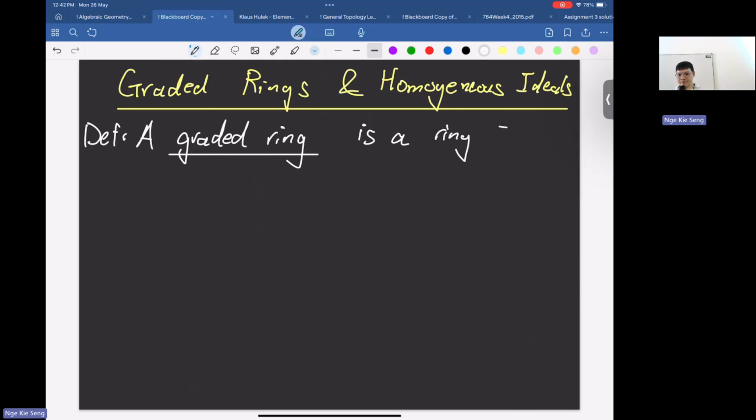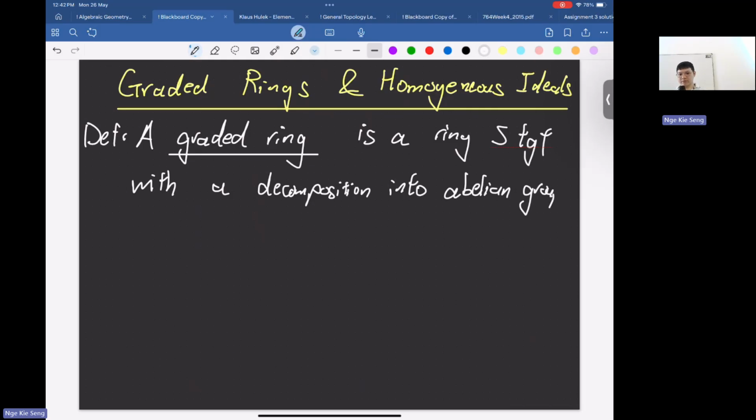So a graded ring is a ring, first of all, and you must be able to decompose it into an abelian group. When we say abelian group here, this is the group structure of the ring. We will write it as a direct sum of some components we call S_d. We call it the d component, but we index d from 0 to infinity.